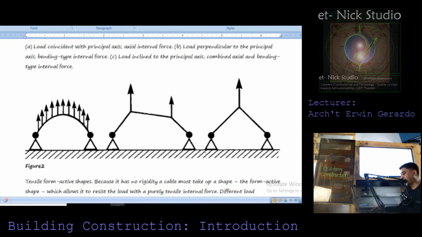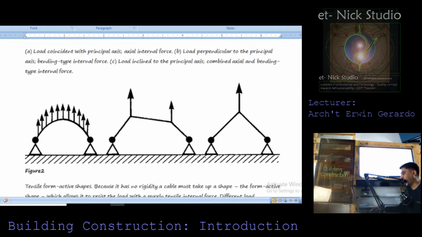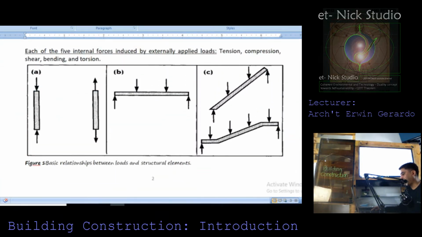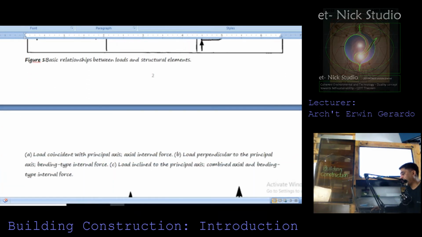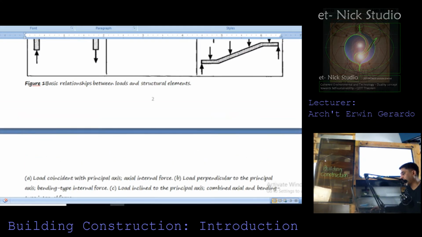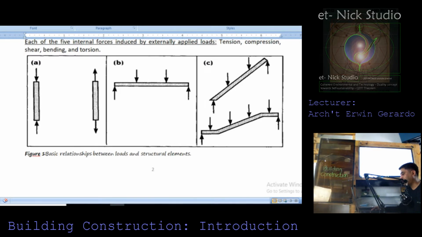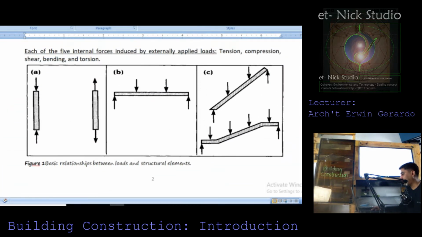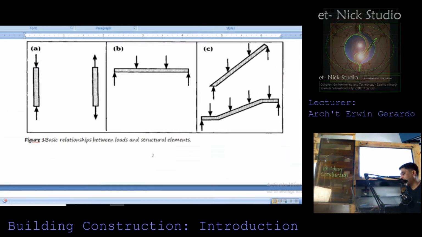Letter A coincides with the principal axis, axial internal forces, which is actually depicted here on letter A. And for letter B, load perpendicular to the principal axis, bending type internal force. So once again, let us have a quick look at it. And then letter C, the load inclined to the principal axis, combined axial and bending type internal force. So kindly refer to figure C.